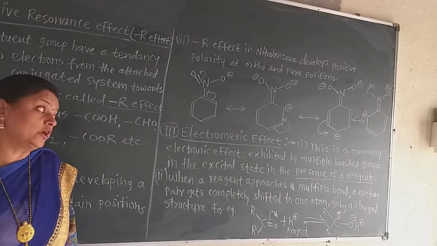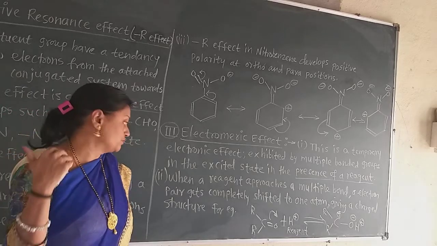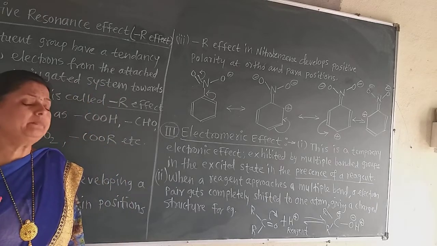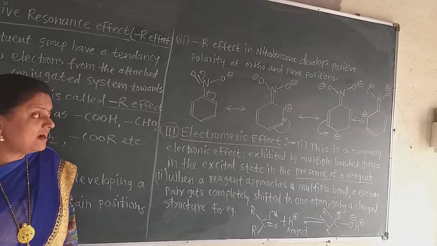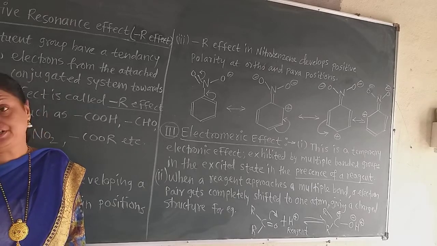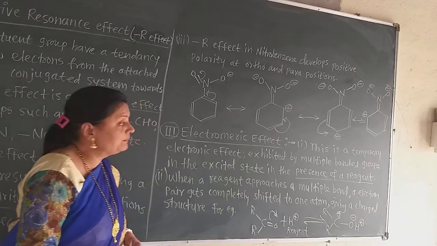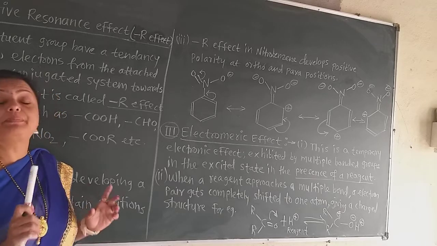It is exhibited, meaning shown, by multiple bonded groups in the excited state. That means when there is a multiple bond, a double bond or triple bond, this effect is shown or exhibited. This is the temporary electronic effect exhibited by multiple bonds or groups in the excited state in the presence of a reagent.